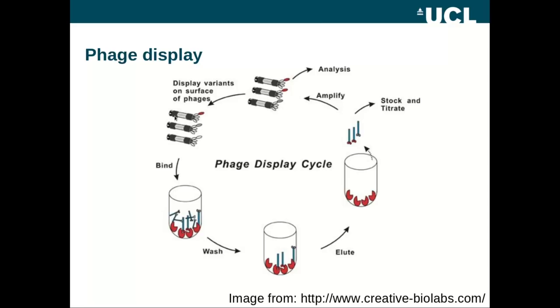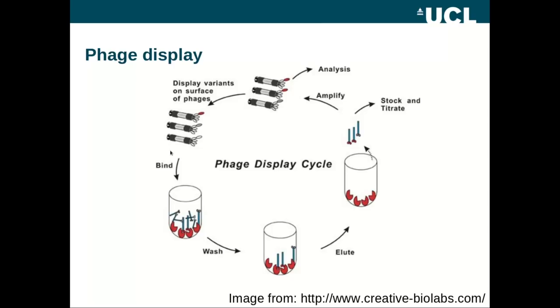So each bacteriophage has the DNA to produce one particular antibody. And that antibody protein is coupled to one of the coat proteins on the phage. So you can see here in red, grey and white, we have these little single chain FVs stuck onto the phage.